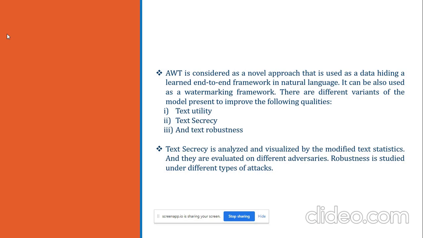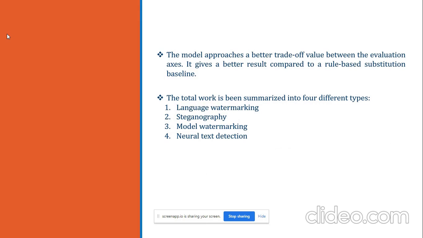AWT is considered a novel approach used for data hiding, a learned end-to-end framework in natural language. It can also be used as a watermarking framework. There are different variants of the model present to utilize and improve the following qualities. Text utility, text secrecy, and text robustness are the major variants of the data to be watermarked. Text secrecy is analyzed and visualized by the modified text statistics, and they are evaluated on different adversaries. Robustness is studied under different types of models.